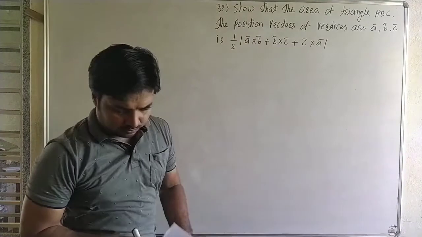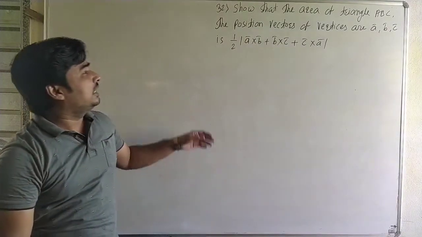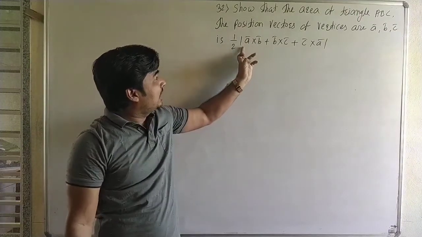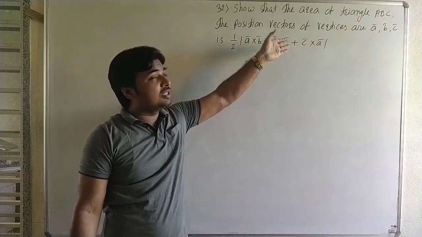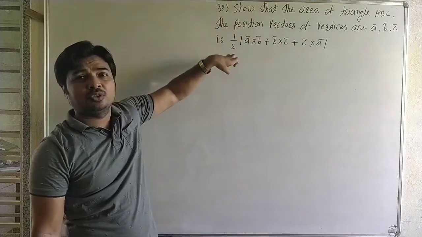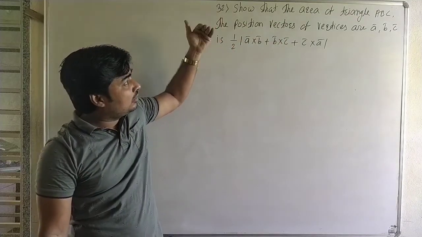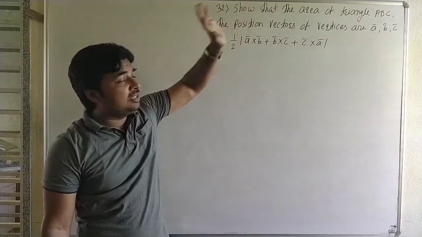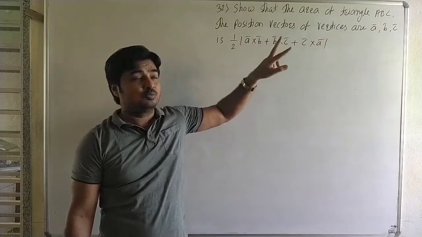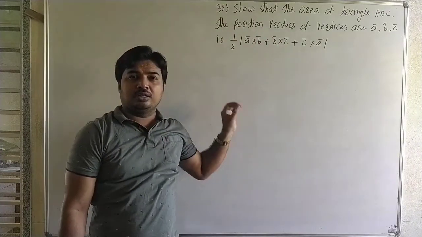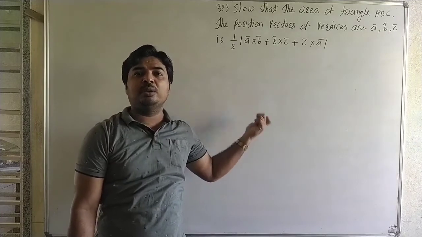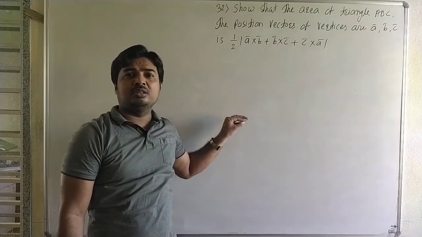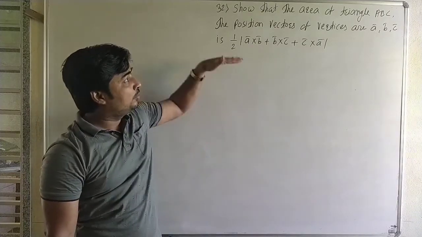Here we have seen the examples in this formula. The area of the triangle whose vertices are given is A bar cross B bar plus B bar cross C bar plus C bar cross A bar. Here we prove this. We have one more formula for the area of a triangle when two sides are given. Here ABC is a triangle, then for any two sides AB and AC, the area of the triangle is 1/2 magnitude of AB cross AC. We have already seen the problem on this formula. Here we prove this formula.